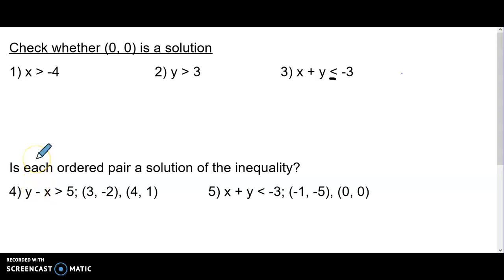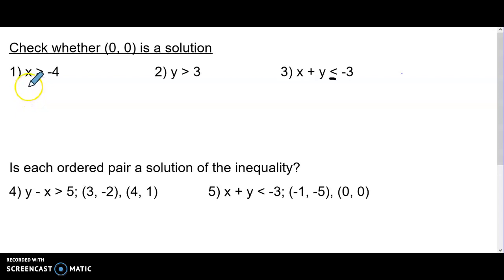So in this video, I'm trying to show you some examples of graphing inequalities of one or two variables on a coordinate plane. So before we get to the coordinate plane, let me start with some simple examples here. Above, number 1 says check whether this specific ordered pair, (0, 0), is a solution to these three problems.